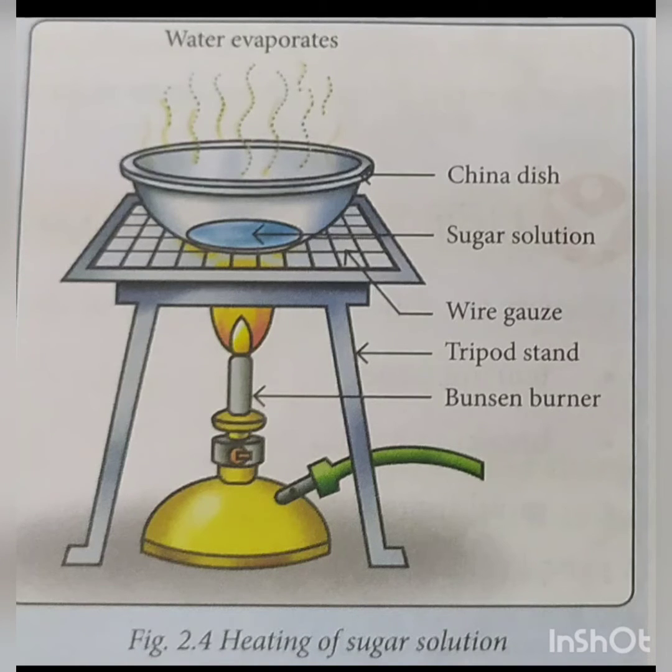Now we will do some activities to show that the changes are physical or chemical. So here the materials required are sugar, a beaker, water, a sheet of paper, a pair of tongs, a china dish and a Bunsen burner. The procedure for it is as follows. We dissolve 1 teaspoon of sugar in a beaker of water. Heat this solution in a china dish until all the water evaporates. We will observe that a white powder is left behind in the china dish, which is sweet in taste.